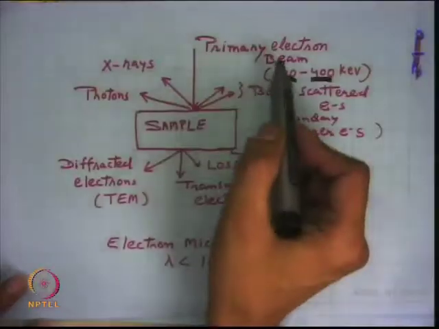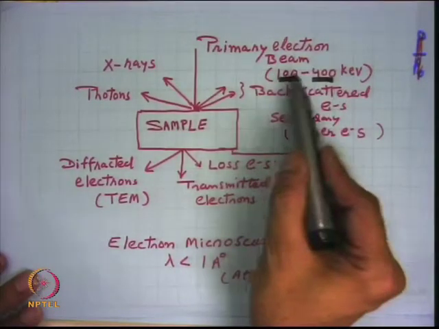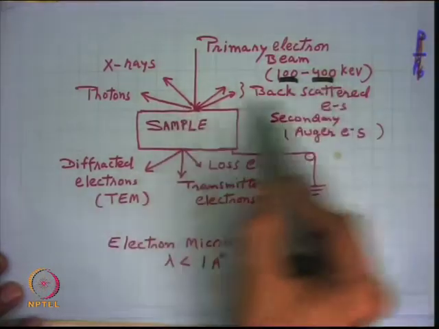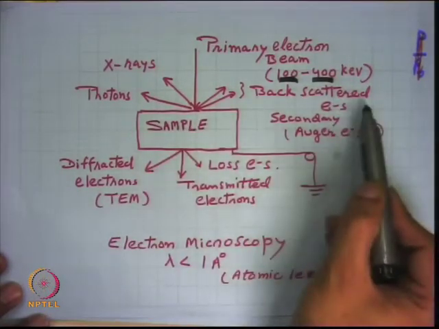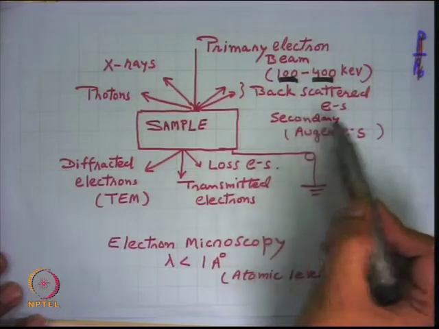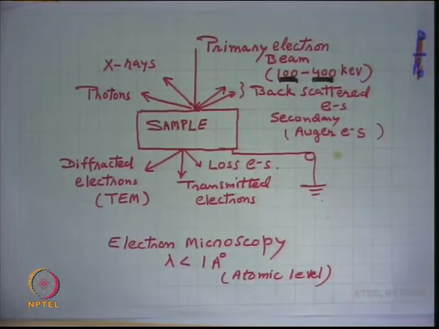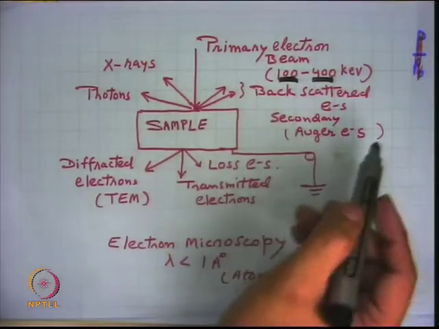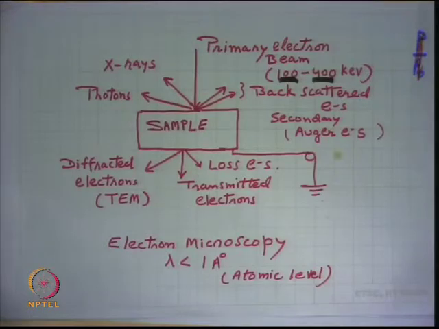So, this primary electron beam strikes the surface. There can be some back scattered electrons, and what you call secondary electrons, also known as Auger electrons. They are slightly weaker in energy, but the information from them is also very useful. That is known as Auger electron microscopy. We will talk on that later.